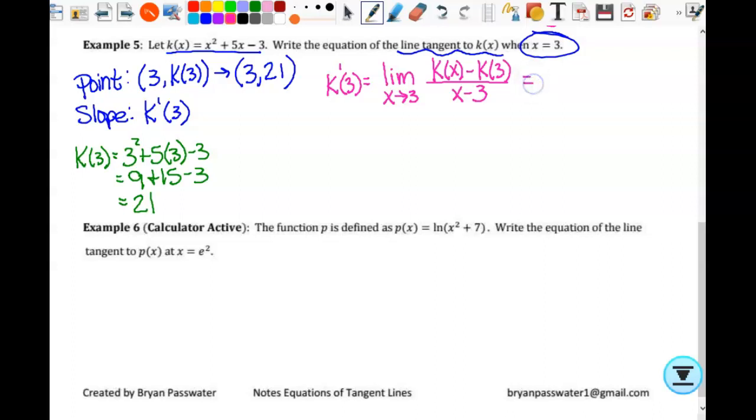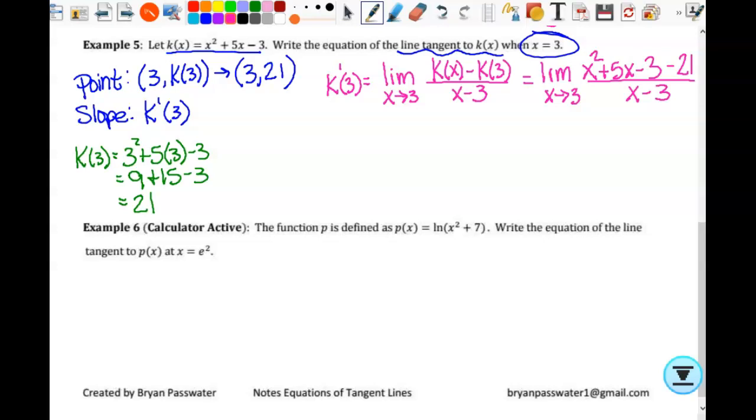Reminding myself and you. So because I need to do some stuff with the fraction, I need to rewrite the limit as x approaches 3 of, all right, so k of x is x squared plus 5x minus 3. And then minus k of 3, what's k of 3? 21 over x minus 3. Because if I just substitute in 3 right here, I'm going to get a 0 in the denominator, and that's not going to help me any. I don't even know what's happening in the numerator, but the 0 in the denominator tells me I at least need to do some more stuff.